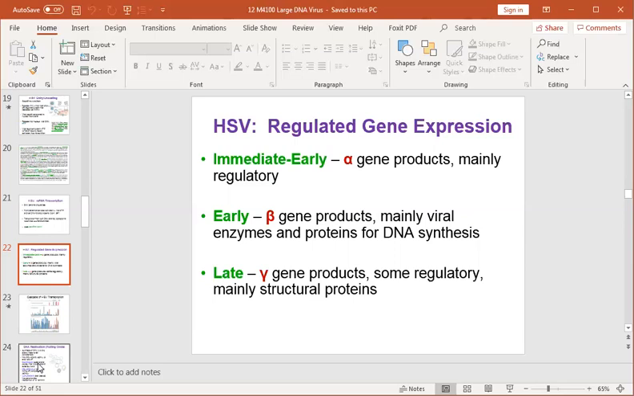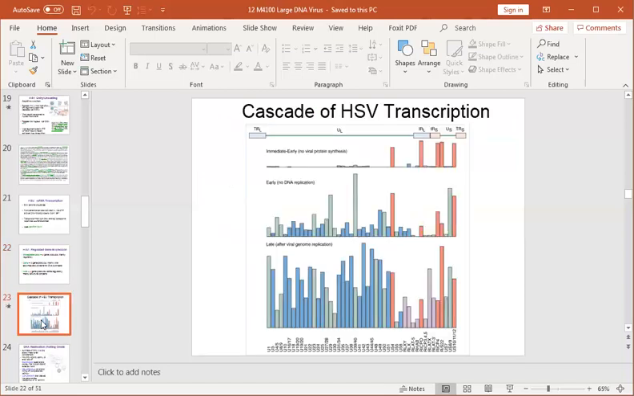And late gene products are gamma gene products. Some gene products are regulatory proteins, but mainly structural proteins. Again, during early, we provide those enzymes required for DNA replication, and during late gene expression, we make capsid proteins so genome and capsid can associate to form new virions. Moving to slide number 23, this is basically a cascade of HSV transcription. The letter U's that you see at the bottom are the units, transcriptional units.